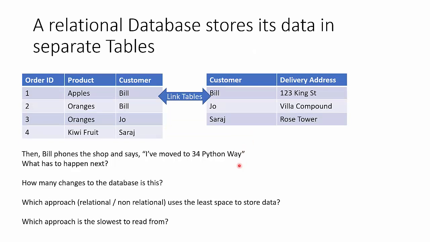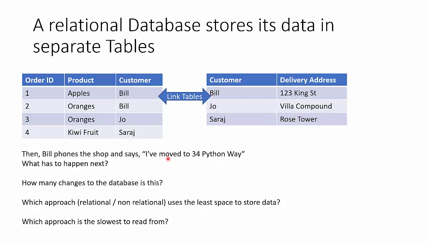Now, a relational database stores its data in separate tables. So here we've got 2 different tables. Our first table is of orders. So this is order 1, order 2, order 3, order 4. And then our second table is of customers. So Bill lives at this address, Joe lives at this address, and Siraj lives at this address.